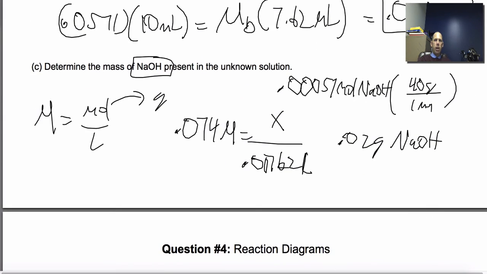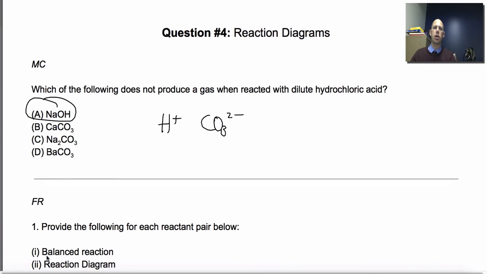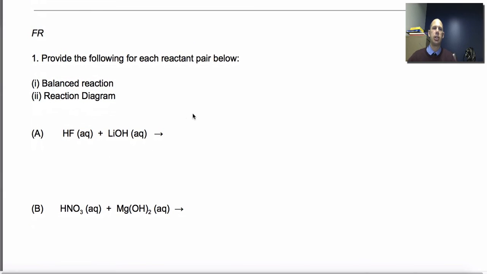Okay, I'm going to pause this here for a sec. All right, so at the very end here, which of the following does not produce a gas? So we know a gas comes from H plus with CO3 2 minus. So that's going to be NaOH. All right, so let's finish these off.